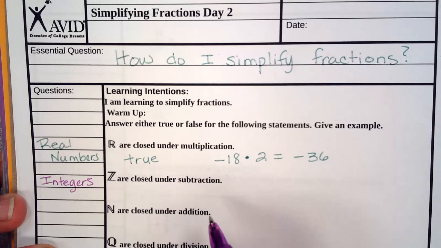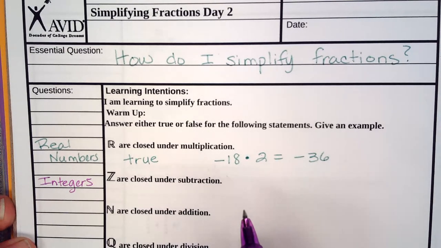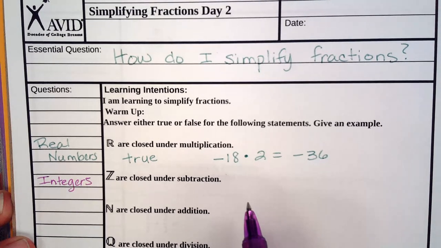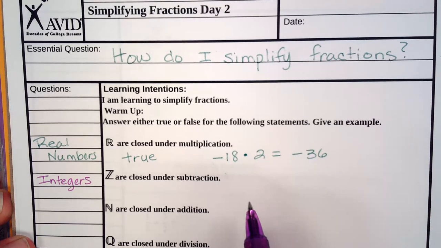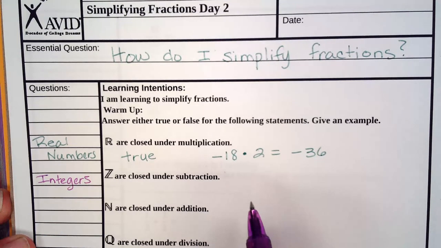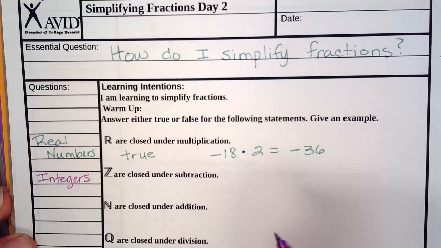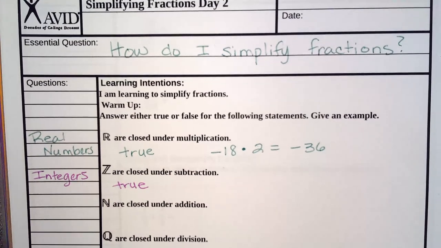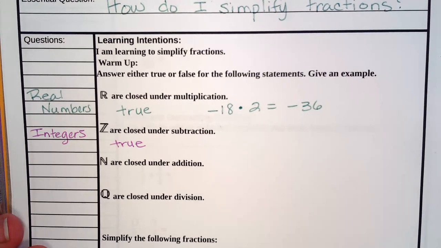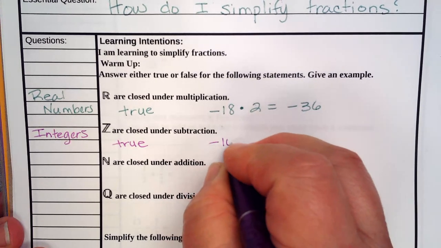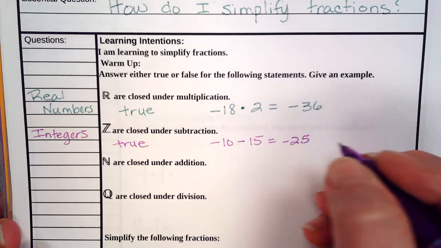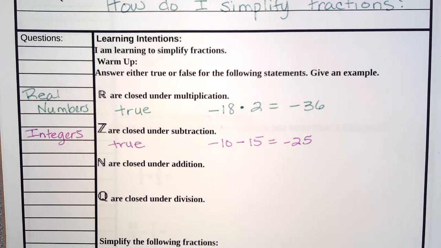are closed under subtraction. Would that be true? Think about all the ways we can subtract numbers. Would that be true? Yes, that would be true also. Okay, so you can take any two numbers. It doesn't matter if they're positive or negative. Negative 10 minus 15 would give me negative 25. Those are all integers, and it works when you subtract.